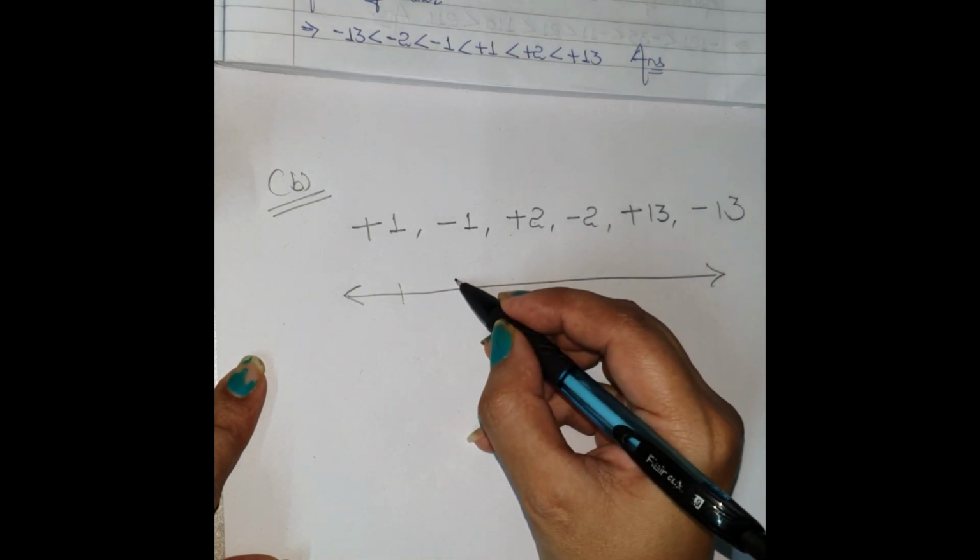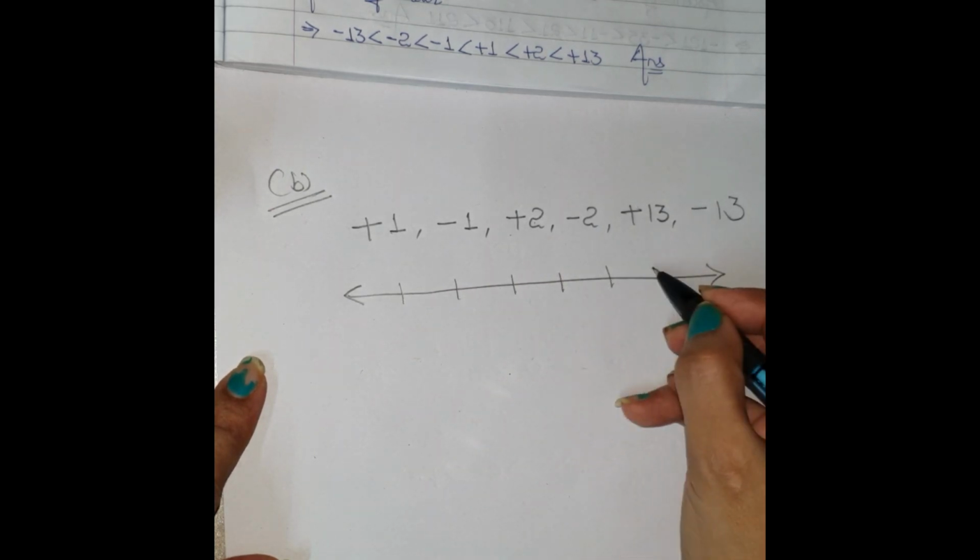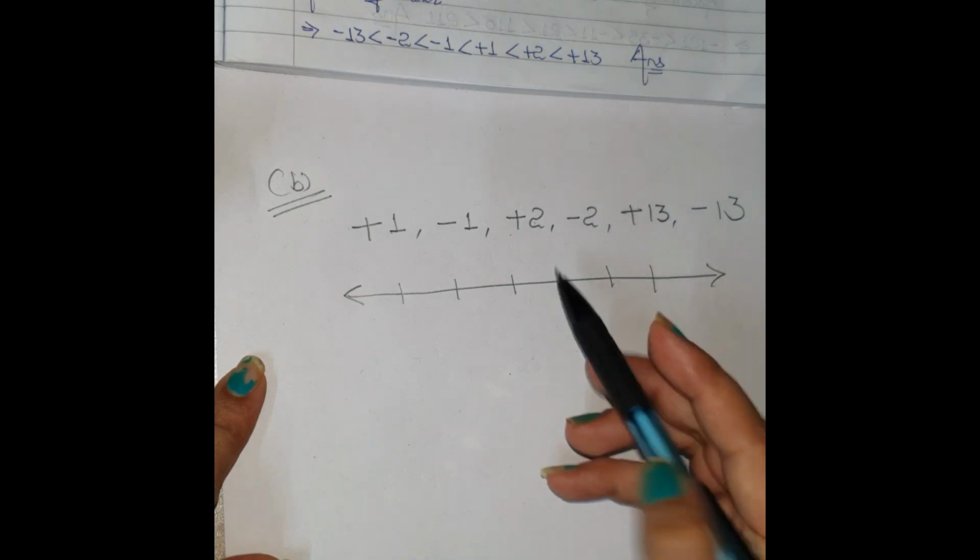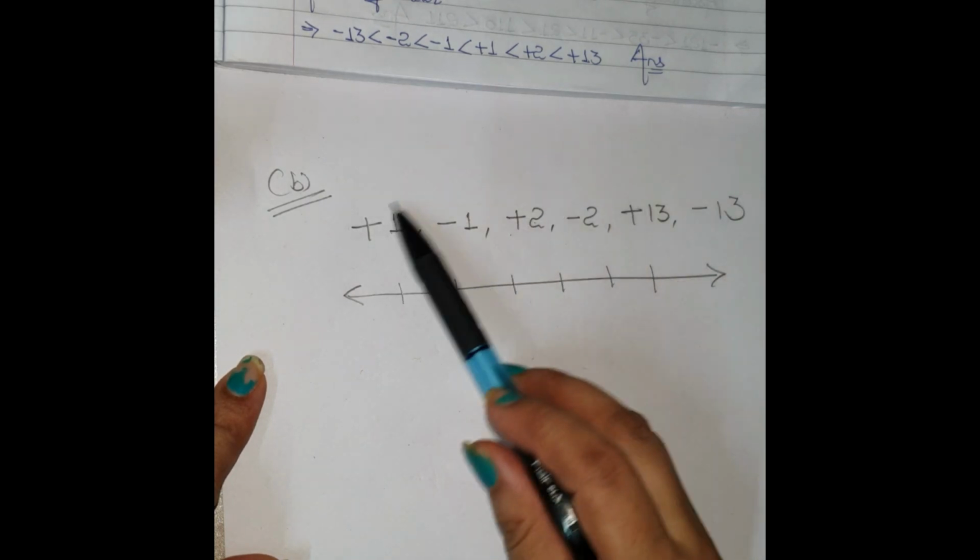So draw 6 lines, 1, 2, 3, 4, 5, 6. Okay. Right now you can see that 0 is not given in the series.